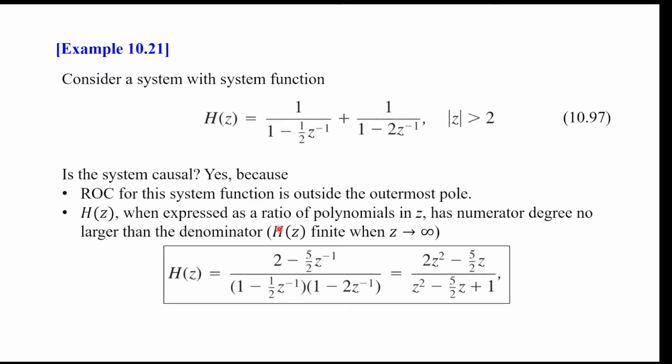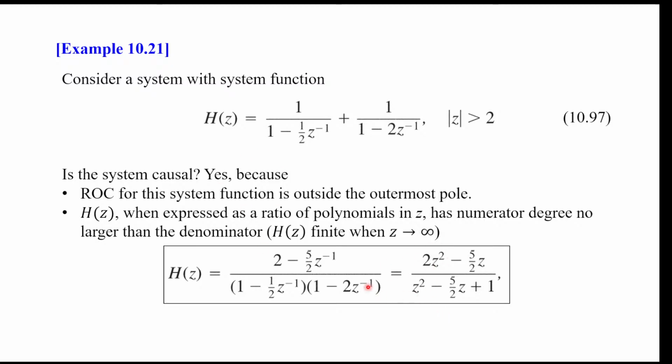Indeed this is causal. First we check that the ROC is outside the outermost pole, and then look at when z goes to infinity. Here we have the harder calculation: if you multiply everything out and express it as a rational function of z, it's z squared over z squared, which is quite hard to calculate. But there is a trick: you can just take z to infinity, then the z to the minus 1 goes to 0, so this is 1 over 1 plus 1 over 1, so this is 2. Okay, 2 is finite, and same for this 2 here.